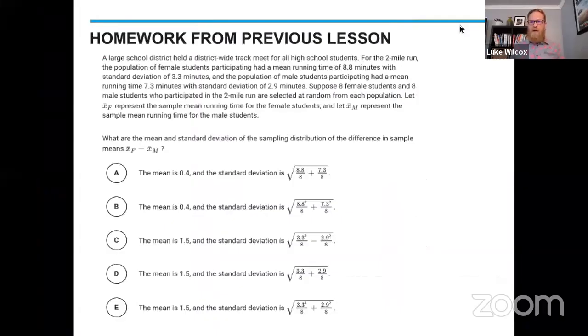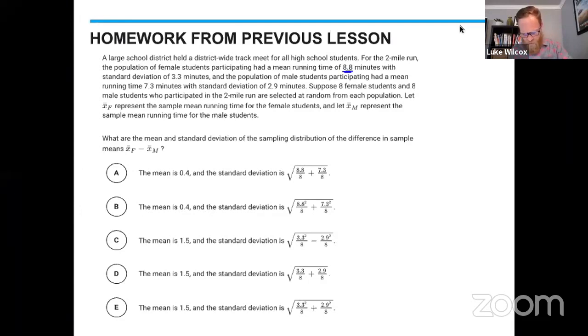Jump right back to the homework problem that I assigned you yesterday, where we talked about sampling distributions. We've got this multiple choice question to take a look at, so let's dig in. Here's what it says. A large school district held a district-wide track meet for all high school students. For the 2-mile run, the population of female students participating had a mean running time of 8.8 minutes with a standard deviation of 3.3 minutes.